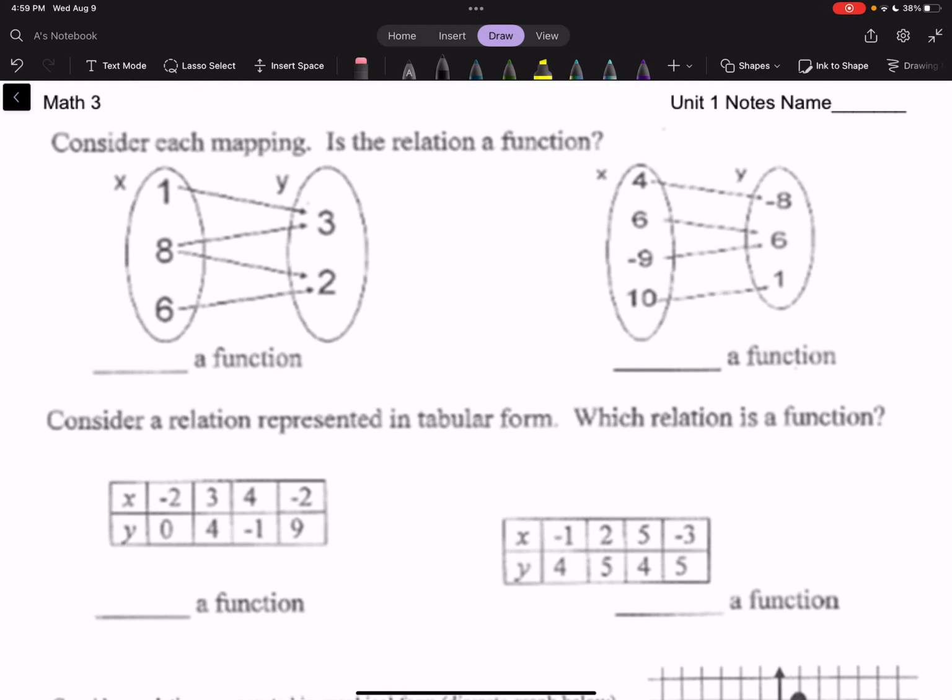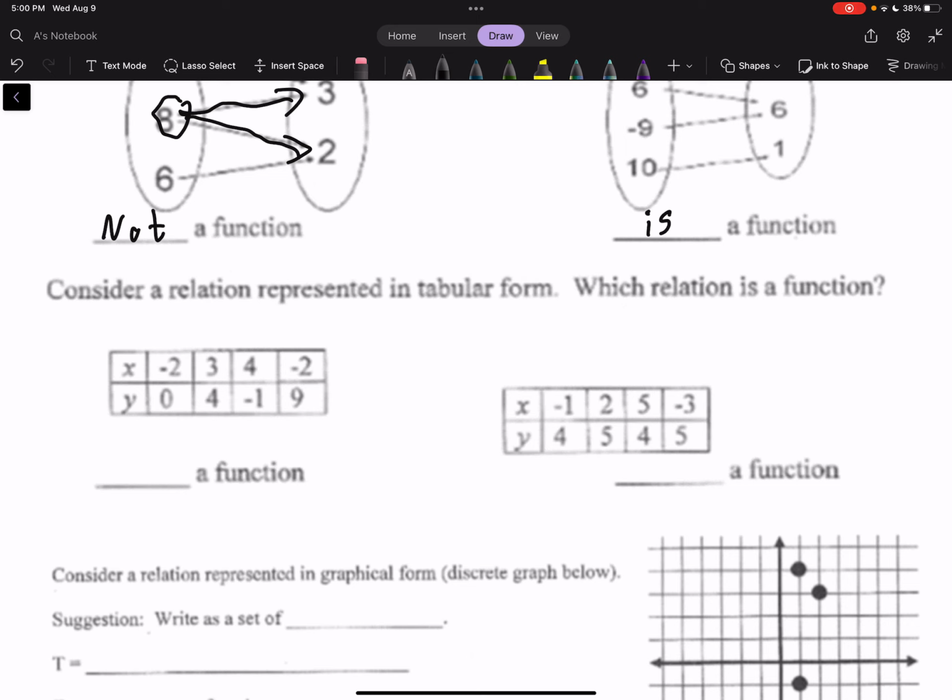Consider each mapping. Is the relation a function? For the first one, look how this 8 here has 2 arrows to 3 and 2. That means it is not a function. And the second one, we have one line from 4, one line from 6, one line from -9, one line from 10. It is a function. Some of you may be thinking, but it has 2 arrows if you look at this 6 on the y. That's okay. Remember, it's not that every y has exactly one x value. It's just every x has a single y value, okay?